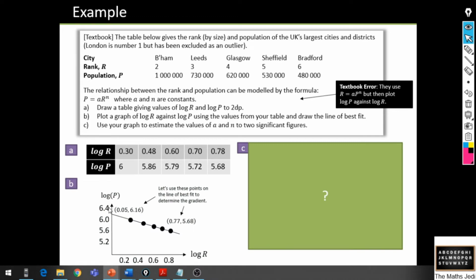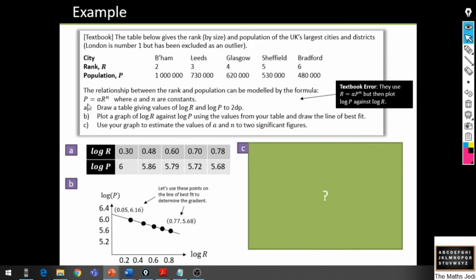In this case, we have a dropping gradient. You can see once you've plotted the values, you draw a line of best fit through those points, or as close to those points as possible. You'd need a bit of graph paper to do it effectively, but it looks something like that. And then use your graph to estimate the values of a and n to 2 significant figures.